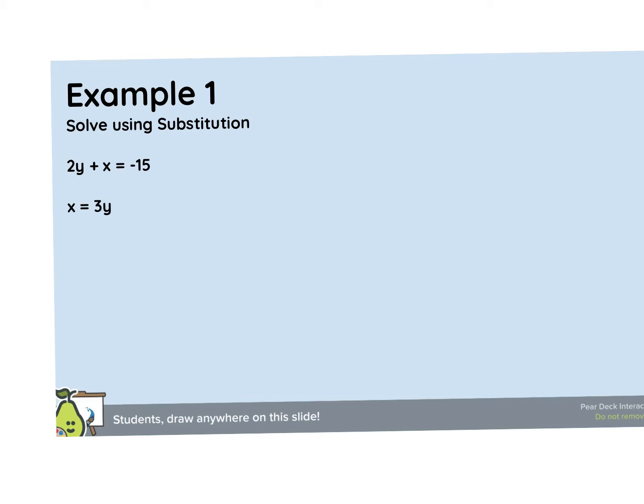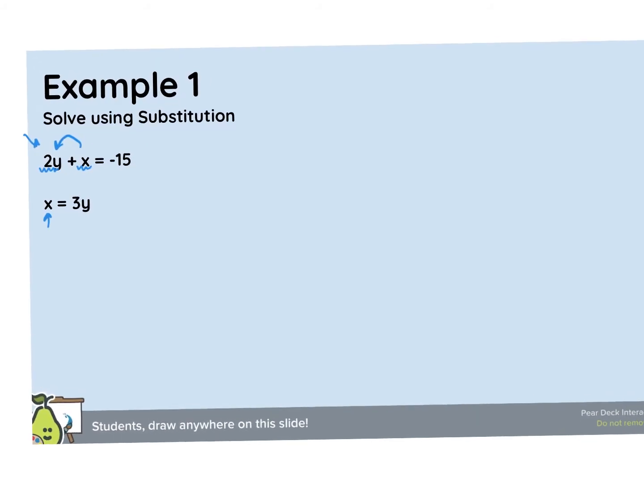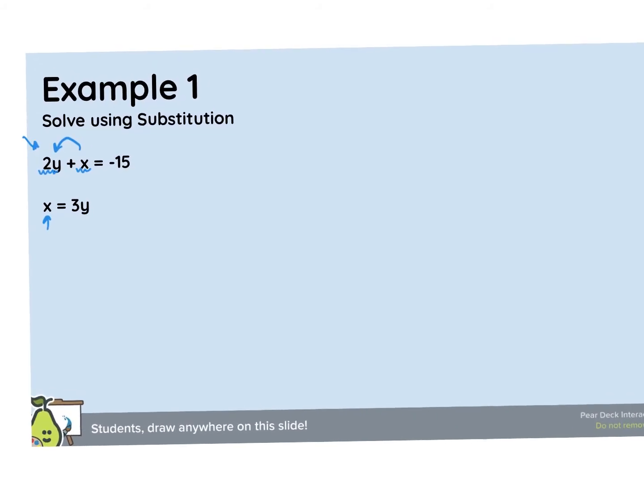So if we look at this first equation, right here it says 2y, so I haven't solved for y. Now this says x, but the x isn't by itself because it has this 2y on the same side of the equation. So we haven't solved for anything in the first equation. But if we look at the second equation, it simply says x equals. This means we have solved for x. The x is all by itself, okay? So for this example, we've solved for x.